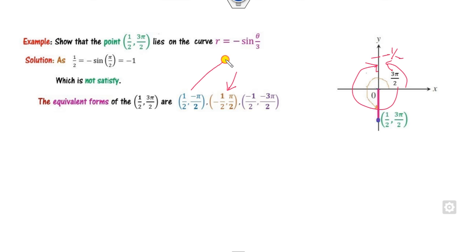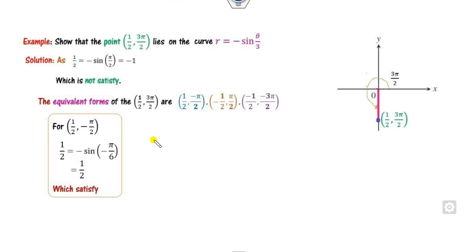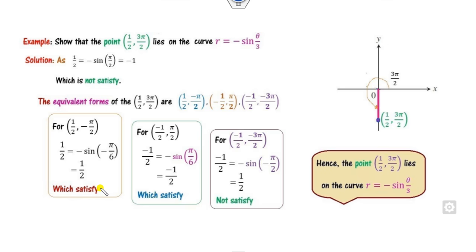Now you can check one by one here. The first point is the one which is satisfied. So there is no need to check the others. So this point is called the descriptive polar coordinates. If you want to check the others also, you can see the second is satisfied, the third is not. But you can check only one of them, that is more than enough.